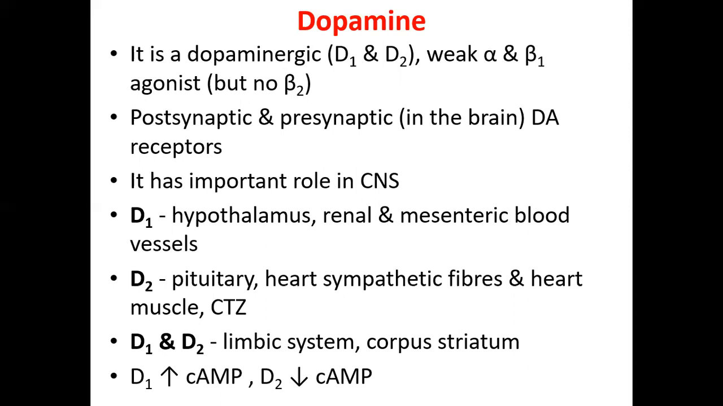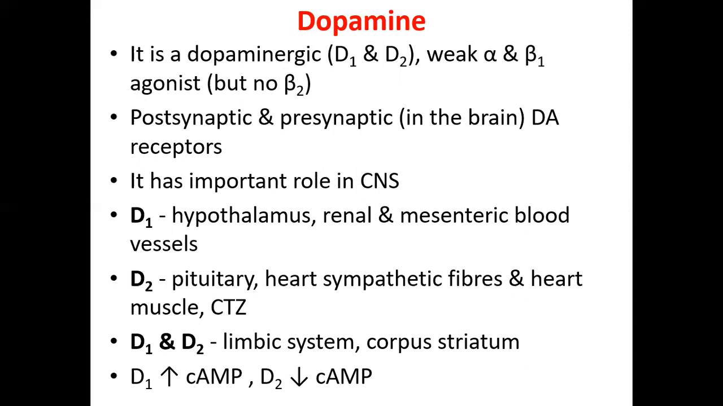So dopamine has action on D1 and D2. Apart from that, it acts on alpha as well as beta 1 receptors, but not on beta 2. The dopaminergic receptors are present postsynaptically as well as presynaptically. It has an important role in the CNS.